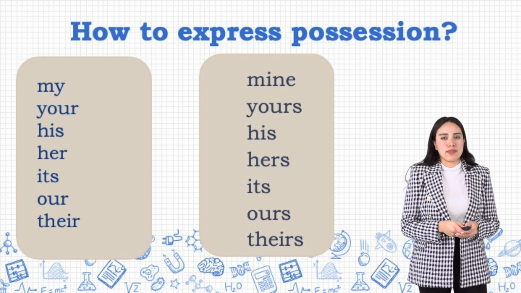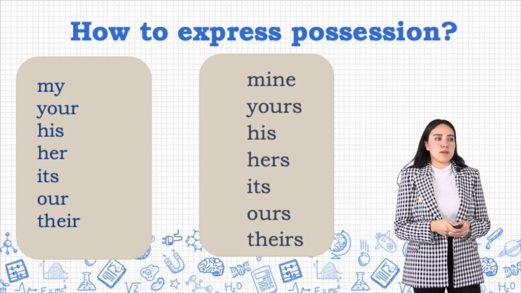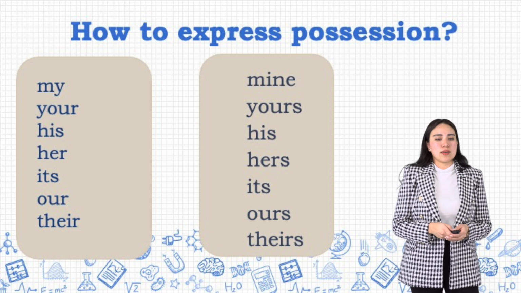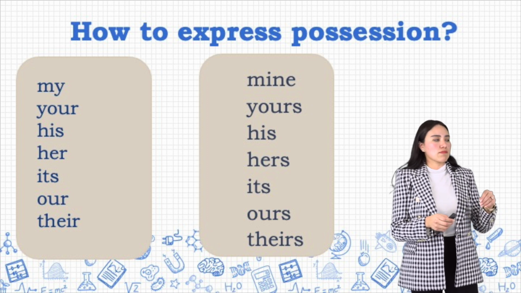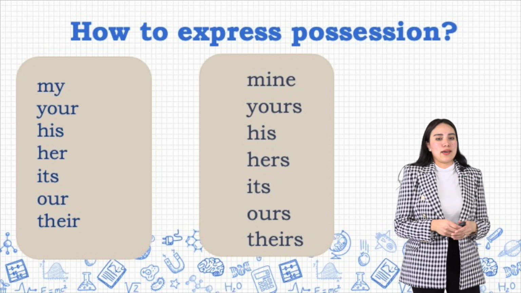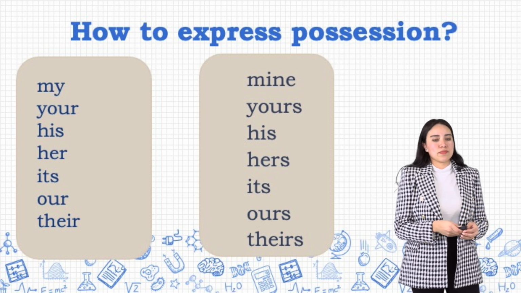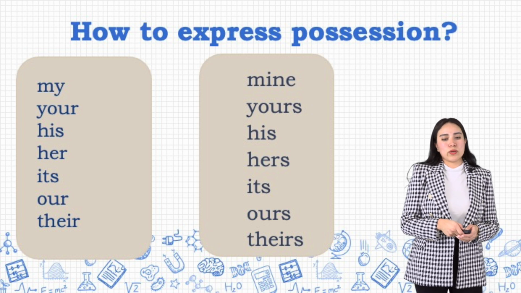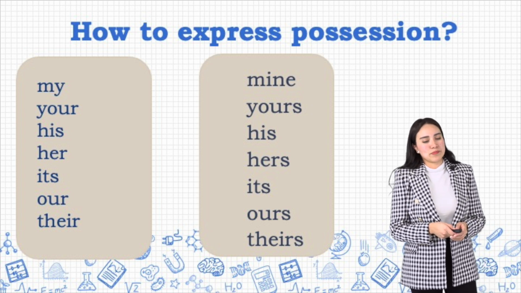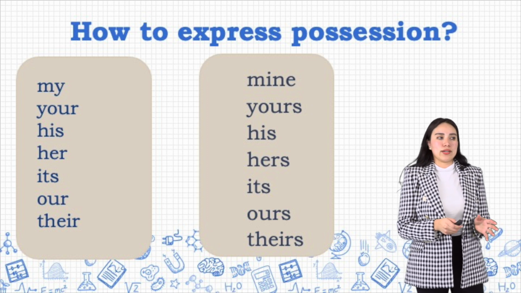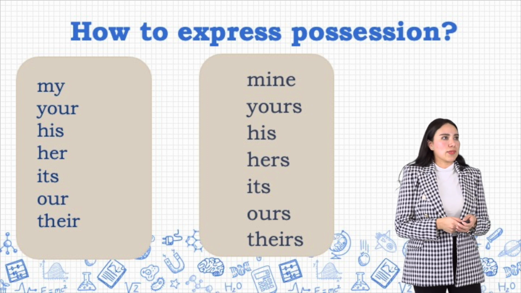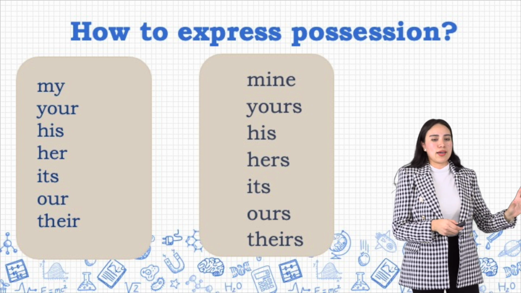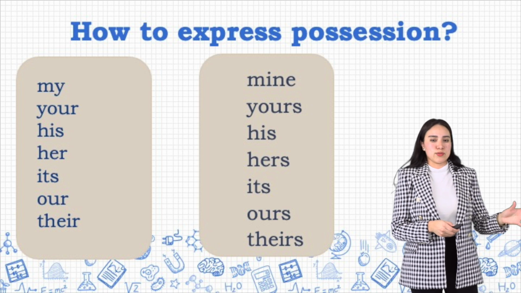And if I want to say something belongs to a thing, we're going to use its. And when I want to say something belongs to a group of people that I am connected to, I'm gonna use our. And the last one we have is their. I'm gonna use this word when I want to say something belongs to a group of people that I am not connected to.